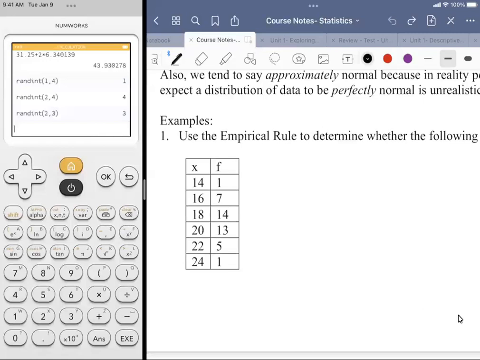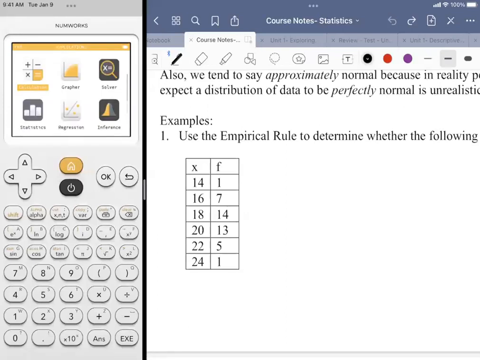So what we're going to do if we're using NumWorks, all right? This screen is the app, so it's a little nicer, but it's touchscreen. So I'm going to go into statistics. I hit the home button. I'll just jot it down here for NumWorks. You're going to hit home. I can't draw the picture of the house, so I'm just writing home. Statistics.